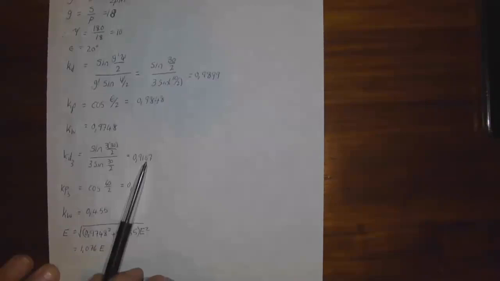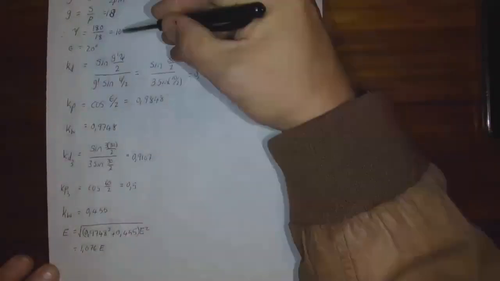Yeah. And remember that 30 there, because it's 3 times 10. Okay? And then KP is cos of 3 times 20 divided by 2, which gives us 0.5. And therefore the winding factor is 0.455. And then E is the square root of 0.9748 squared plus 0.455 squared. And if we get the square root of that, then we get 1.076E. Any questions there?